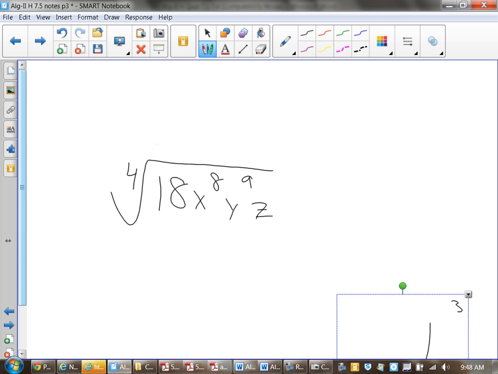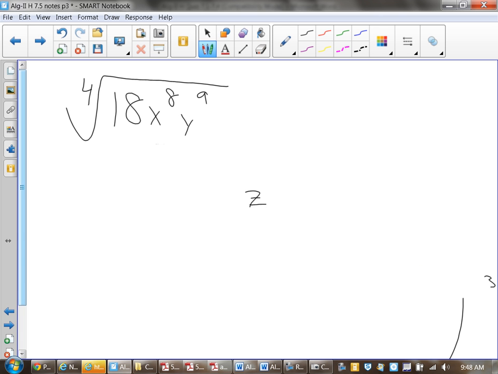So when I start this problem out, put the cube back first. Remember, that means you're taking the fourth root of each individual part. Is there a perfect fourth root that goes into 18? No, so that will stay in. Yes, sir? So I know that the fourth root of 18 is going to stay in there.